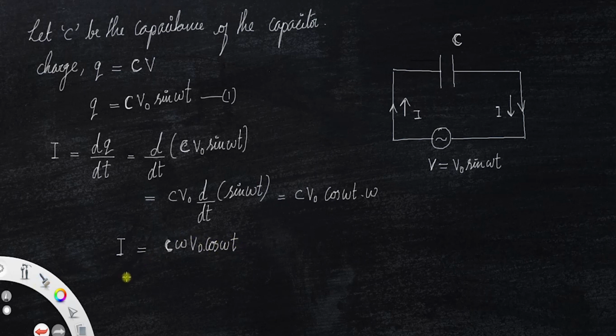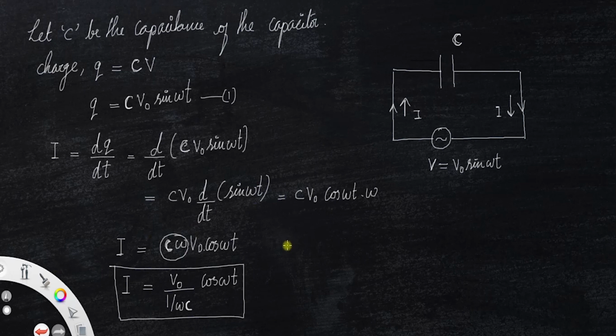This can also be written as I is equal to V0, with omega C taken to the denominator, so it will be V0 by 1 by omega C, into cos omega t. Clear? This is the expression for current.